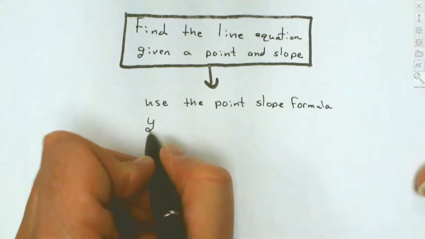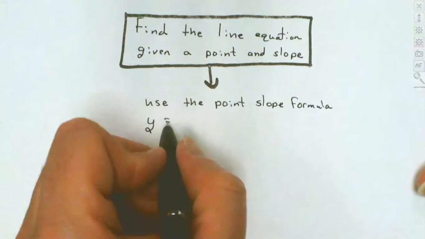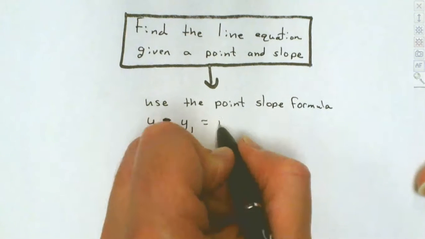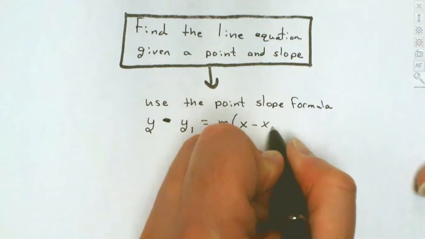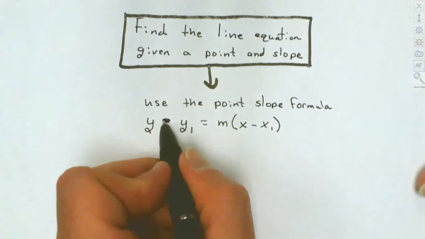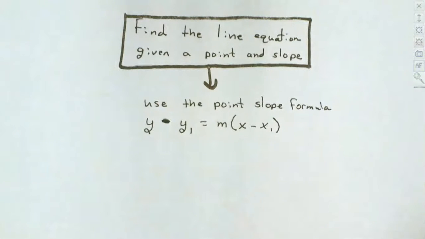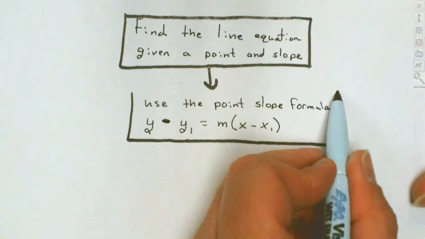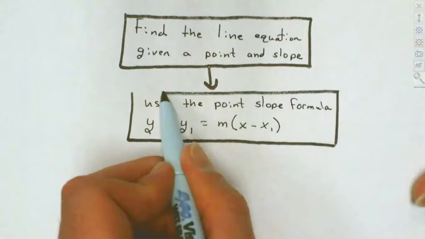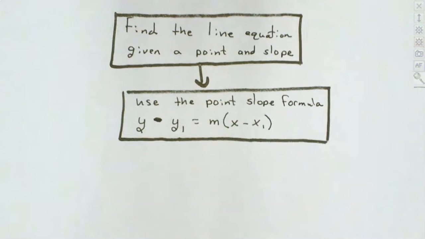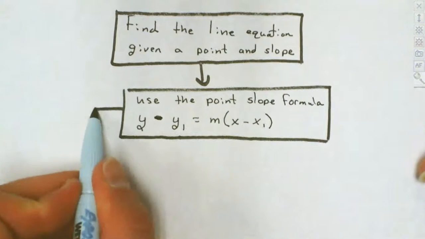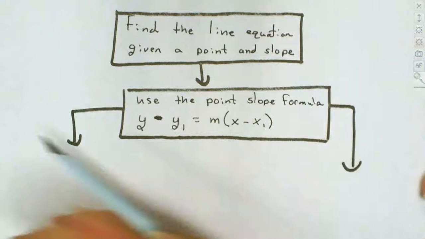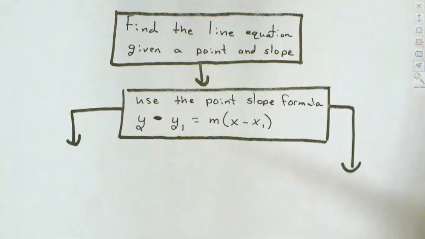And that point-slope formula is y minus y1 equals m times x minus x1. Okay, so that is going to be your point-slope formula. And we're going to be using this a lot today. Now, once we've got our numbers plugged into our point-slope formula, then there are two ways of writing our answer. We can either write our answer in slope-intercept or standard form.